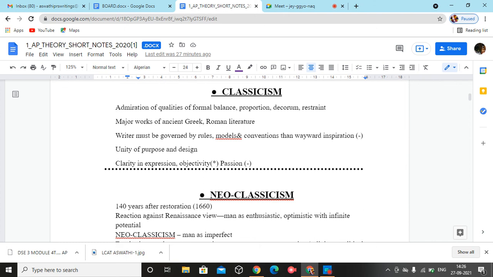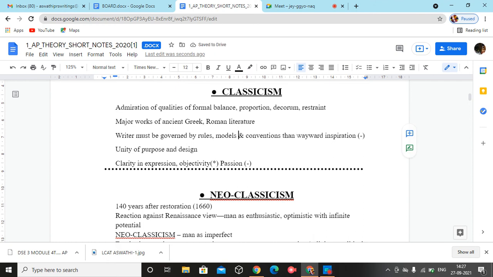And major works of ancient Greek and Roman literature. So classicism refers to the works that are sticking to the demands of the classicist tradition, mainly Greek and Roman literature. Writers must be governed by rules. That's what they say. Models and conventions rather than wayward inspiration.